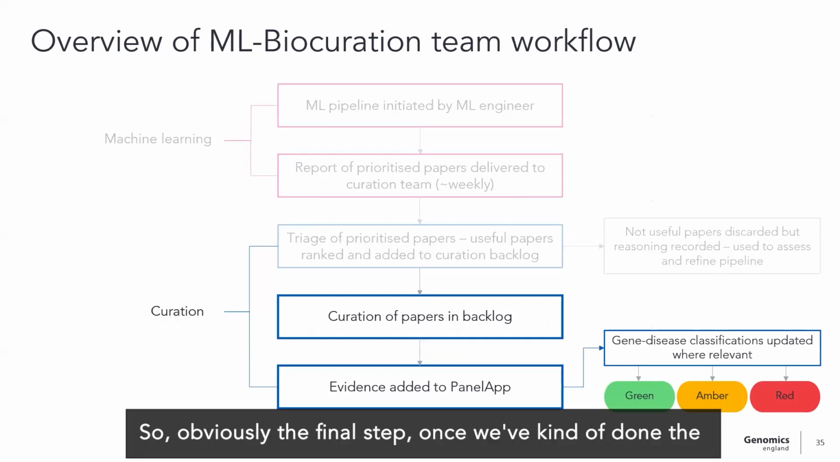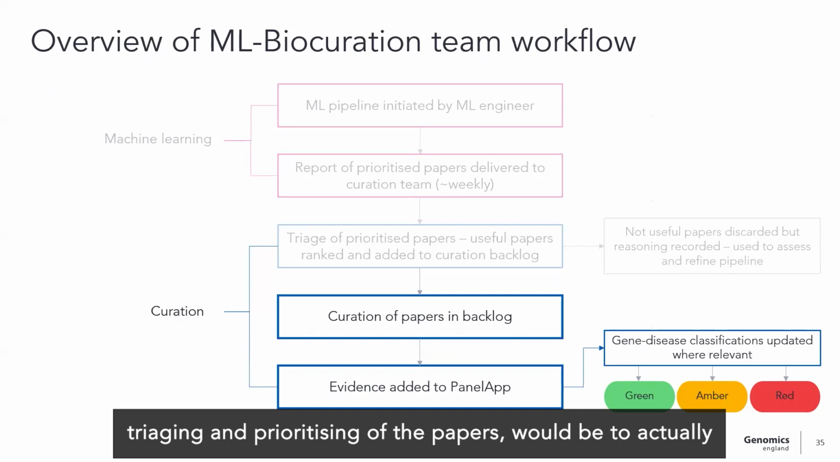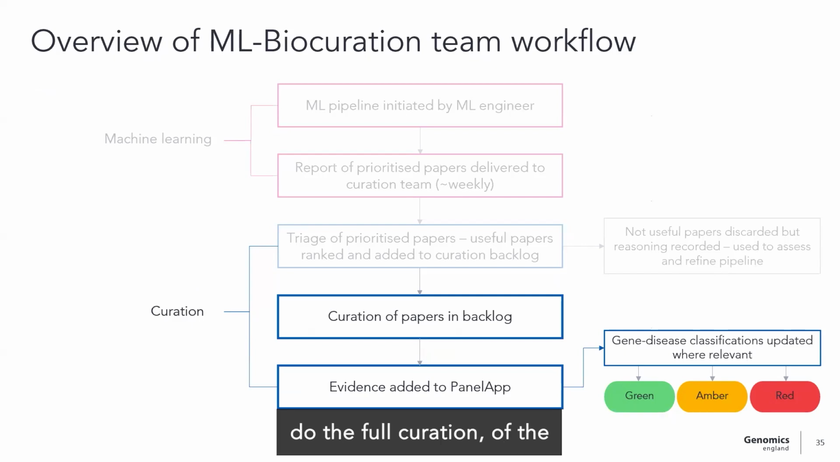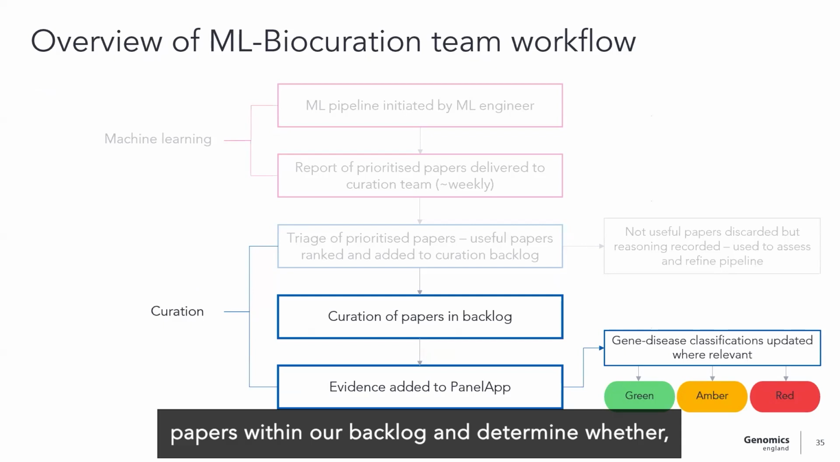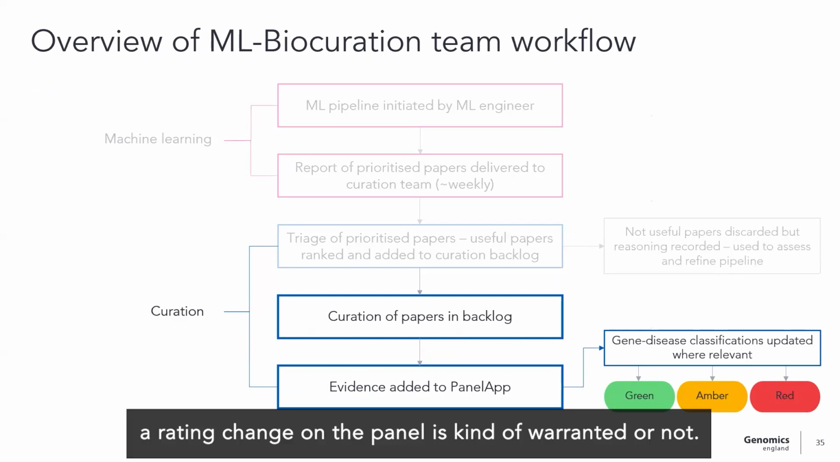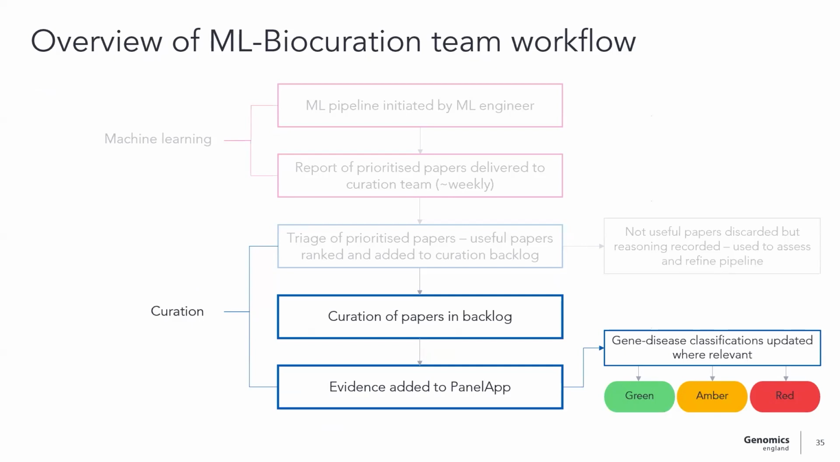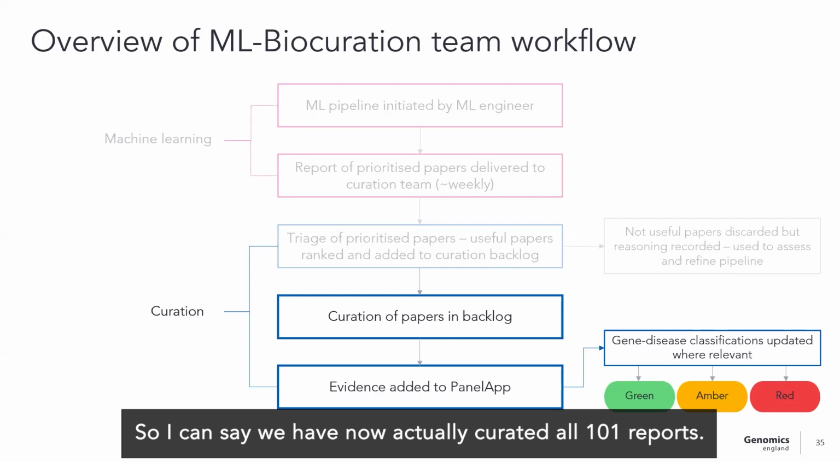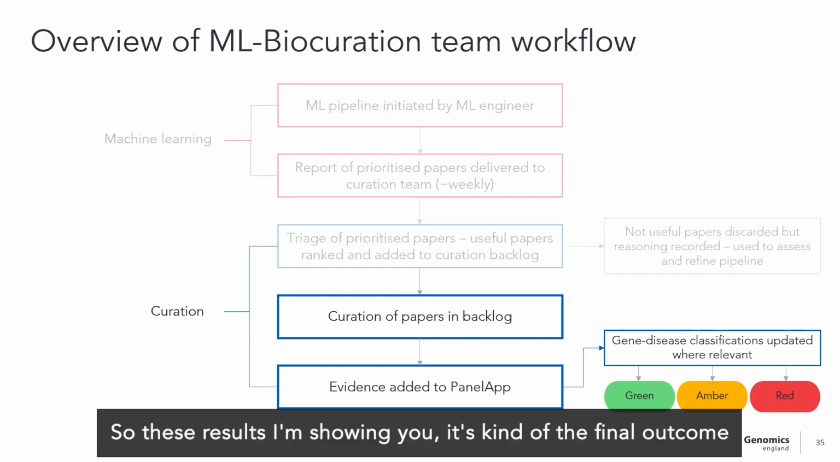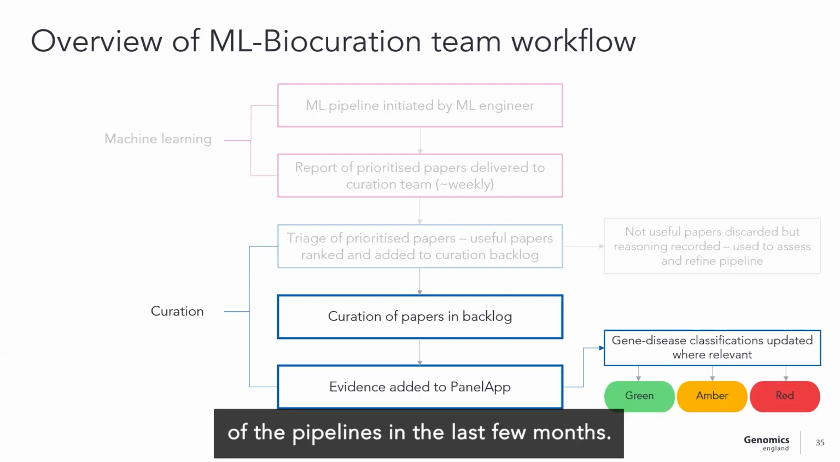The final step, once we've done the triaging and prioritizing of papers, would be to actually do the full curation of the papers within our backlog and determine whether a rating change on the panel is warranted or not. I can say we have now actually curated all 101 reports. So the results that I'm showing you are the final outcome of the pipeline from the last few months.